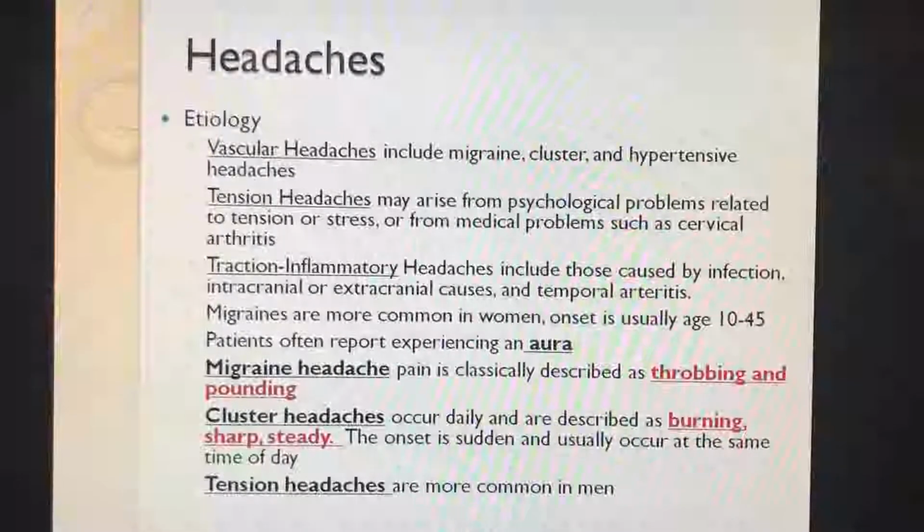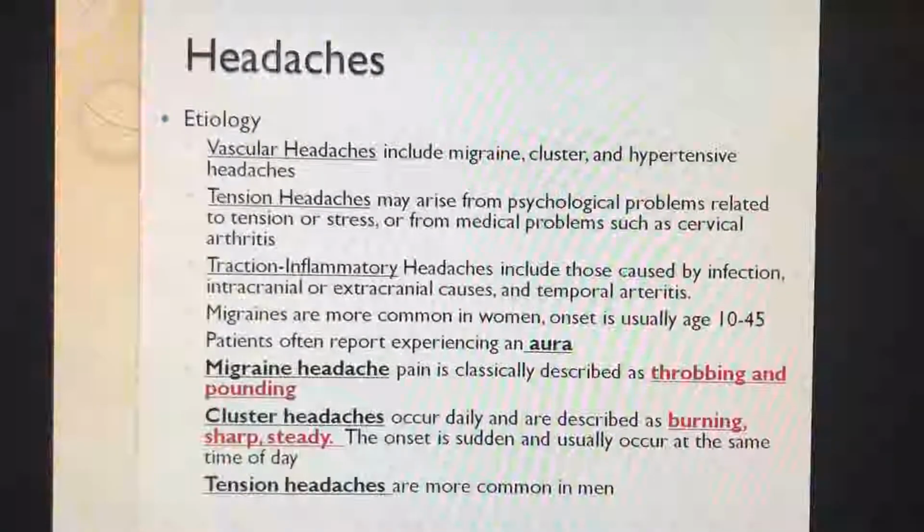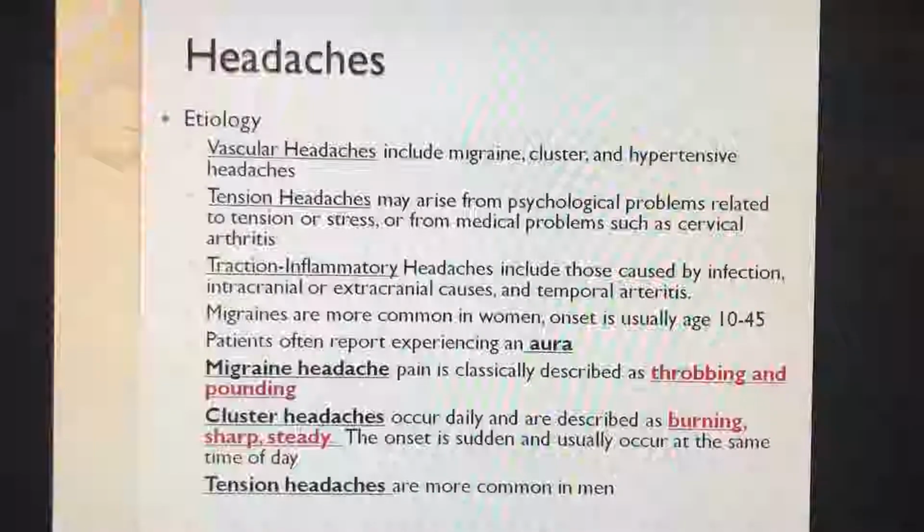And for your vascular headaches, these include migraine, cluster, and hypertensive headaches. Your tension headaches, they may arise from psychological problems related to tension or stress, or from medical problems such as cervical arthritis. Your traction inflammatory headaches, they include those caused by infection, intracranial or extracranial causes, and temporal arteritis.